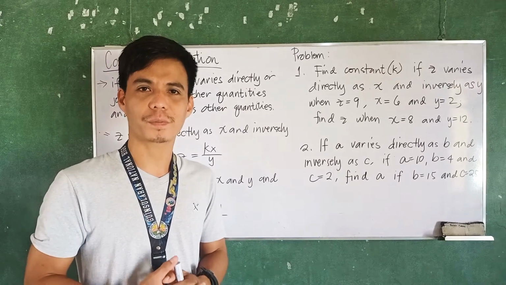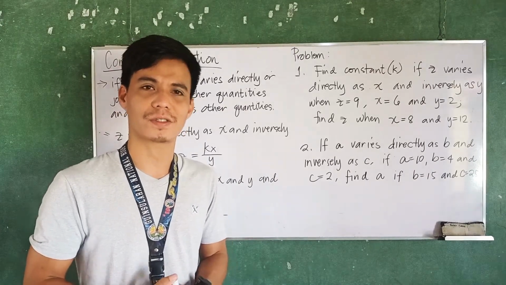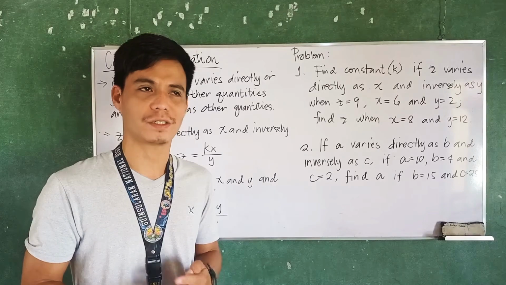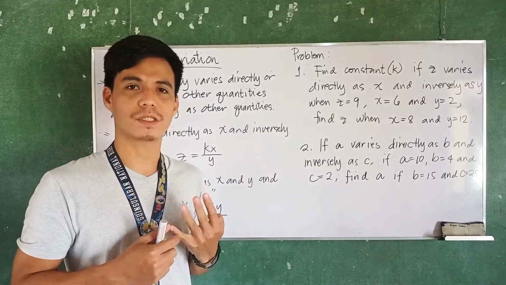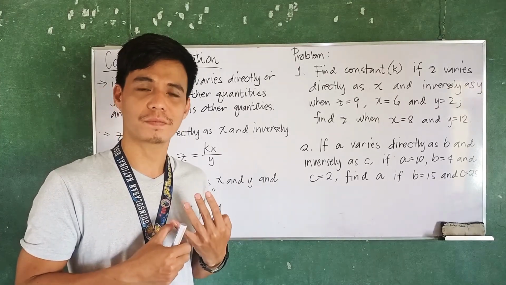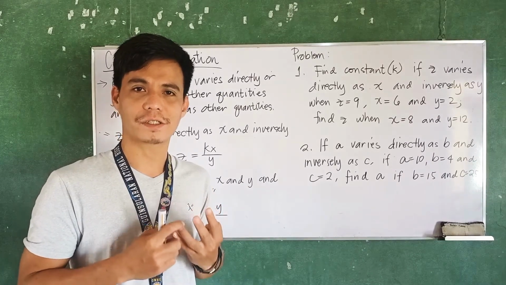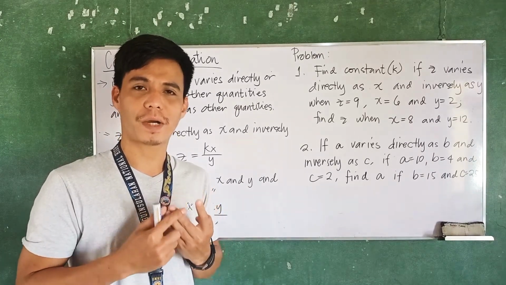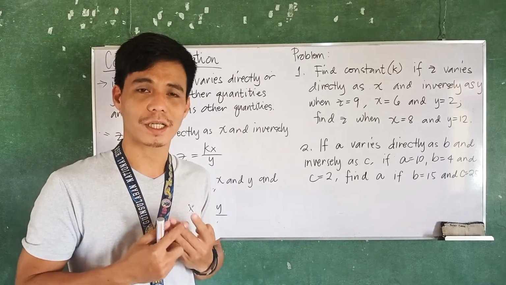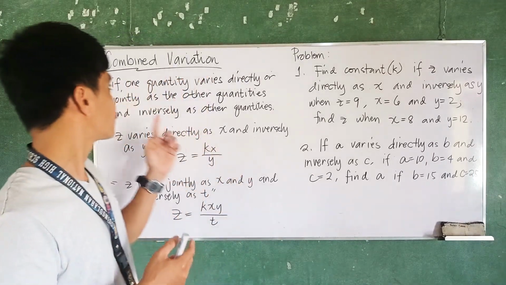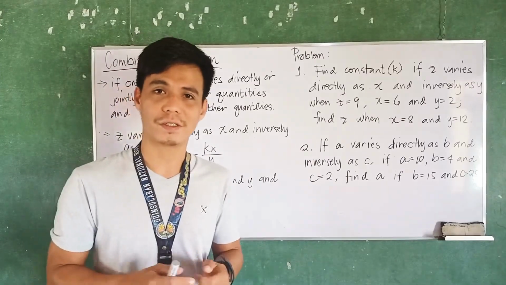So, before we proceed with the discussion, let's recap the four variations. First is the direct variation. The second is the inverse variation. The third is the joint variation. And lastly, the combined variation.